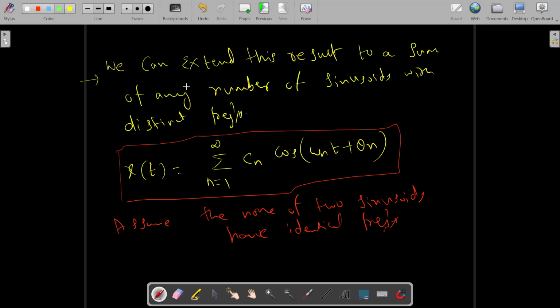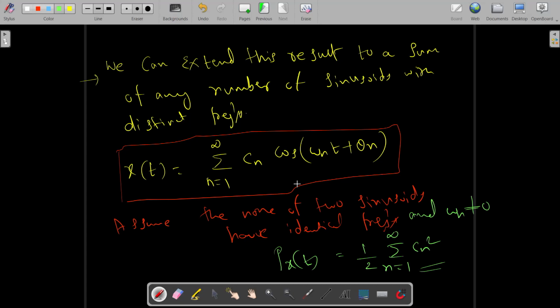So what does that mean? What is the meaning of this? So omega_n, any two frequencies should not be the same, and omega_n is not equal to 0. With this condition, one can easily show that the power of x of t is going to be 1 by 2 summation, n is equal to 1 to infinity, c_n square. So this is the observation that we can make, and this is the extension for question number a.